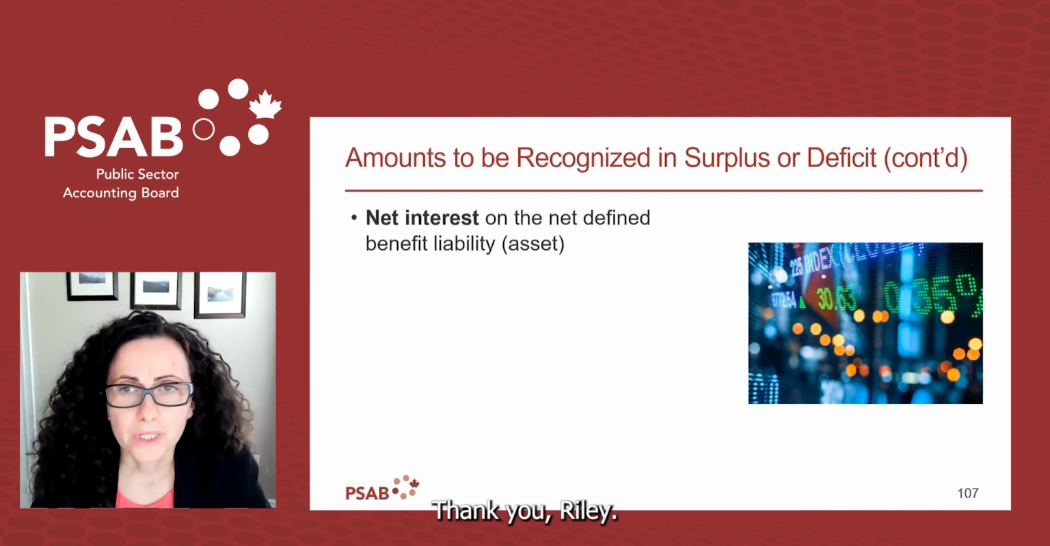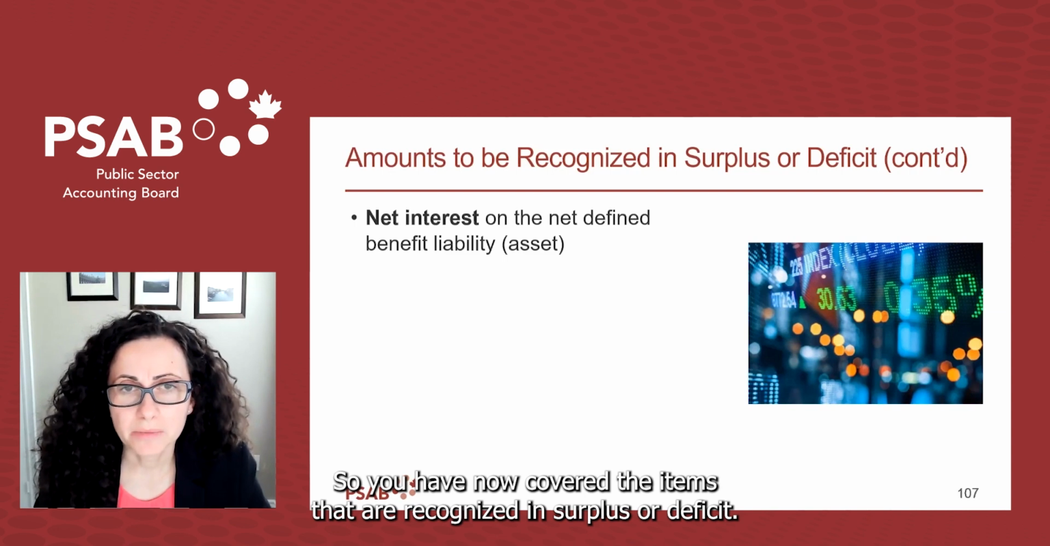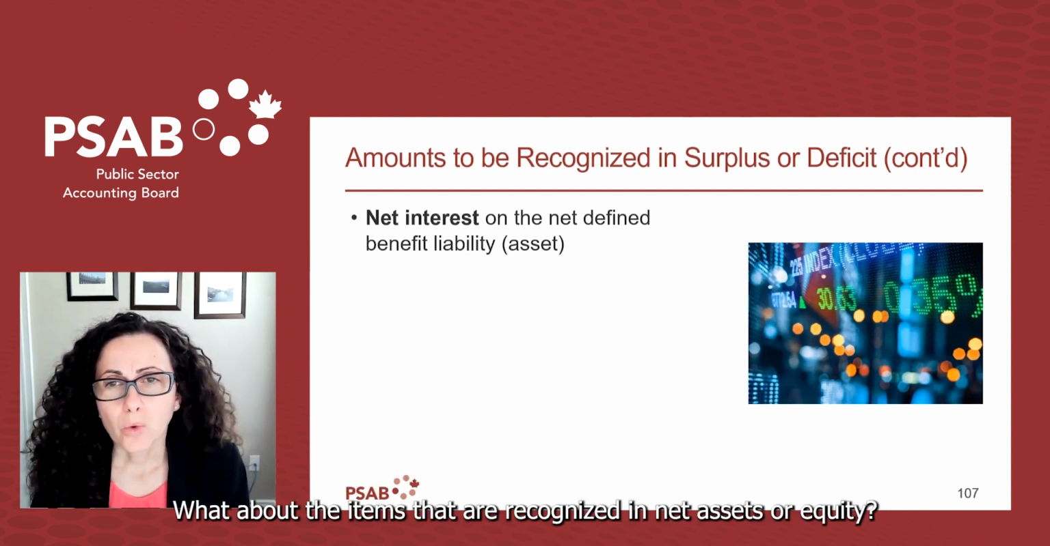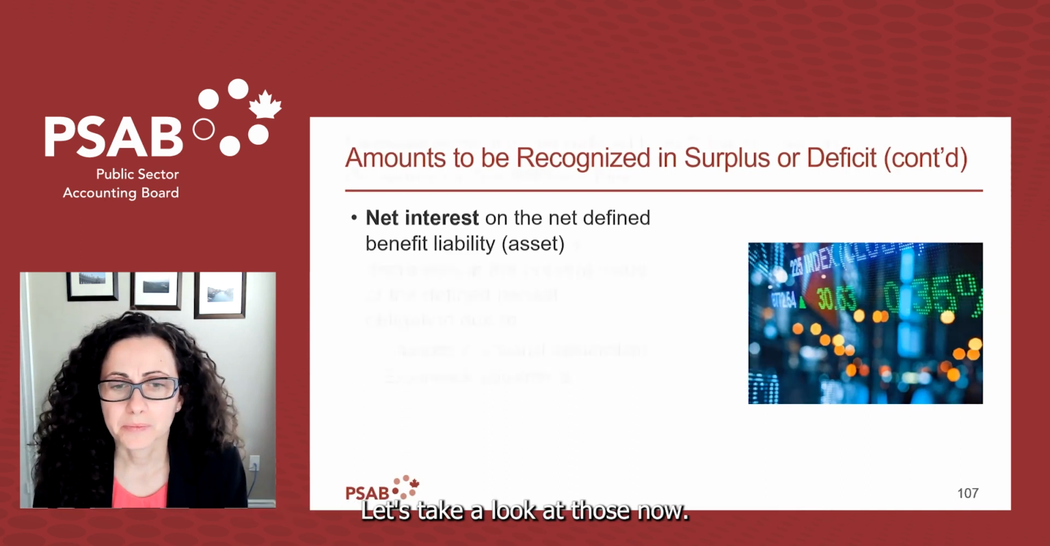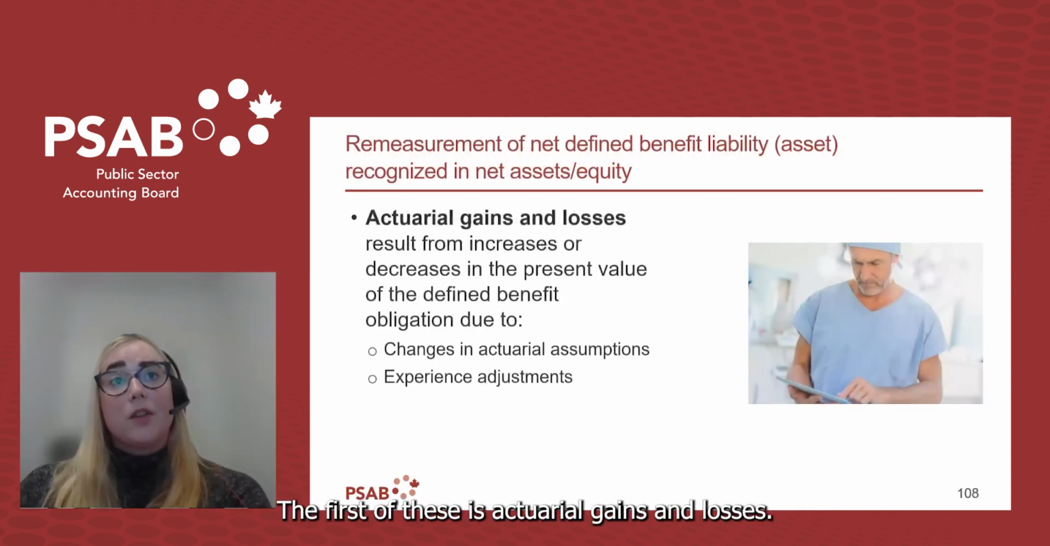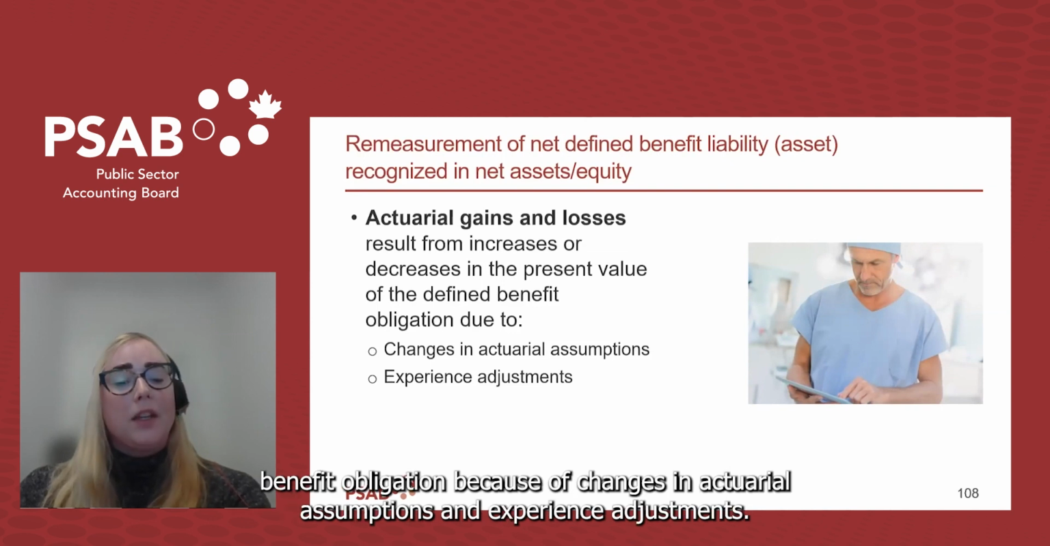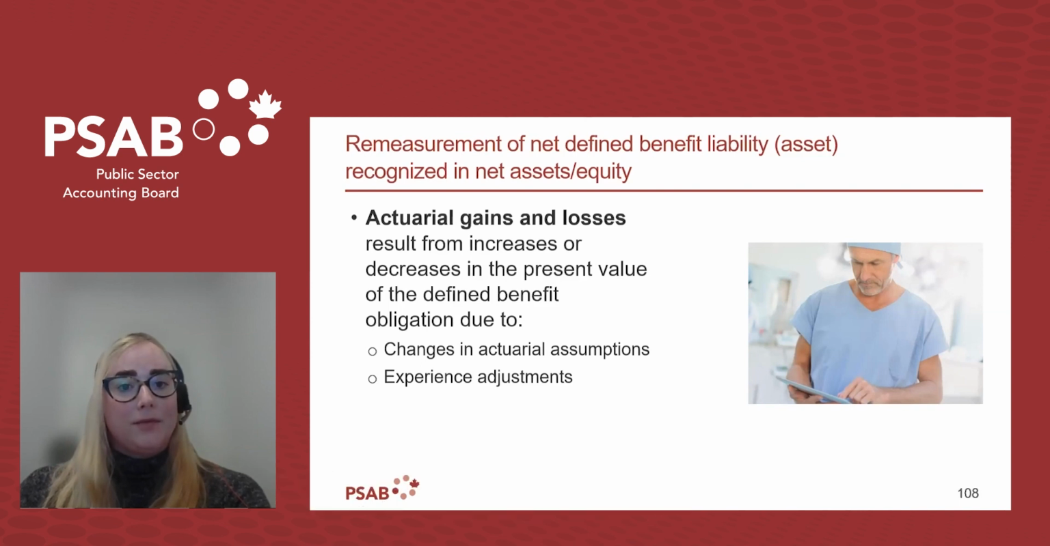Thank you, Riley. So you have now covered the items that are recognized in surplus or deficit. What about the items that are recognized in net assets or equity? Let's take a look at those now. The first of these is actuarial gains and losses. Actuarial gains and losses result from increases or decreases in the present value of the defined benefit obligation because of changes in actuarial assumptions and experience adjustments.